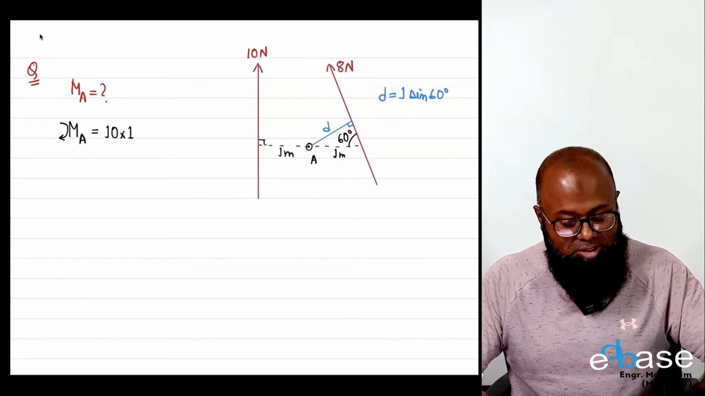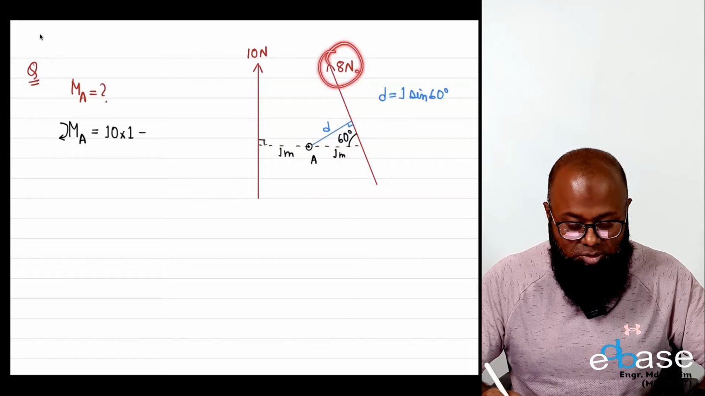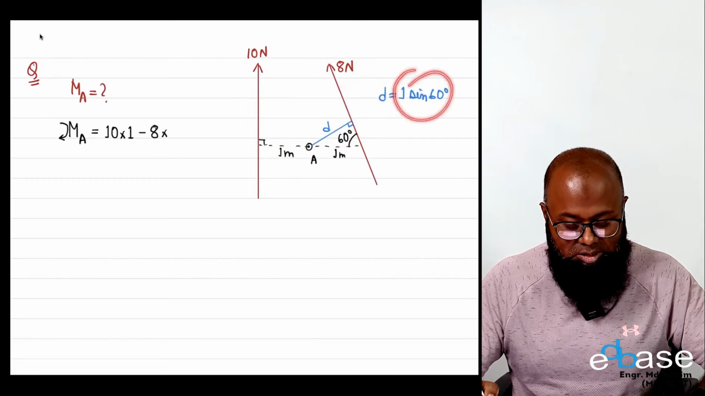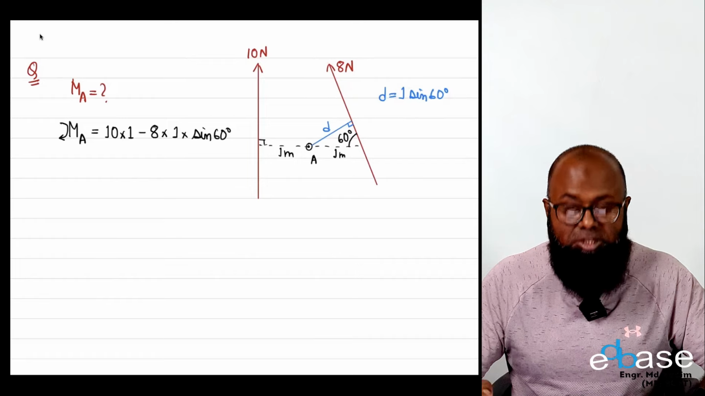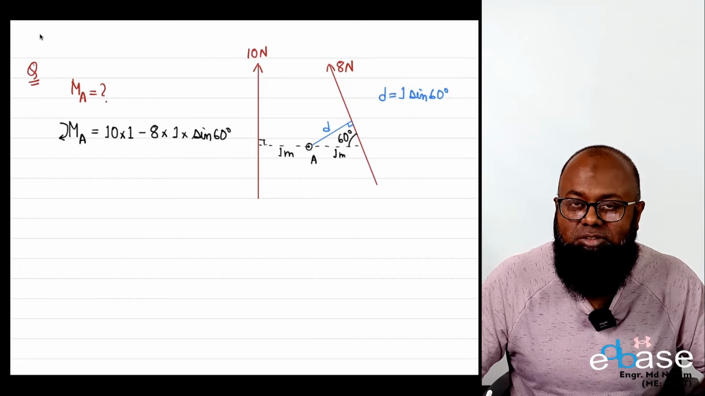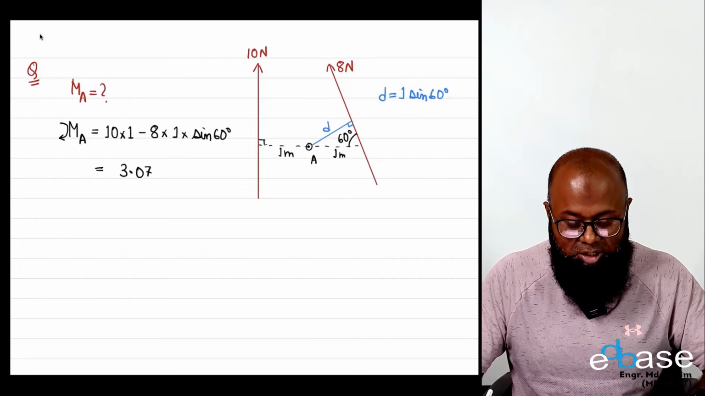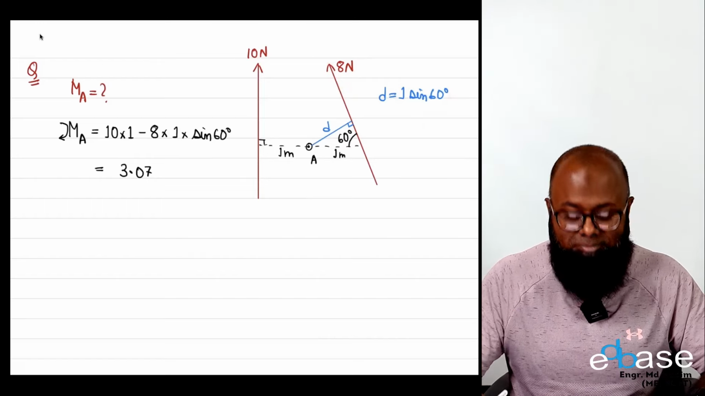So this is your D, guys. So I would write minus 8 into D, 8 into 1 sine 60. Now, please use your calculator and keep the calculator in degree mode, guys. So you will find 3.07 and positive.